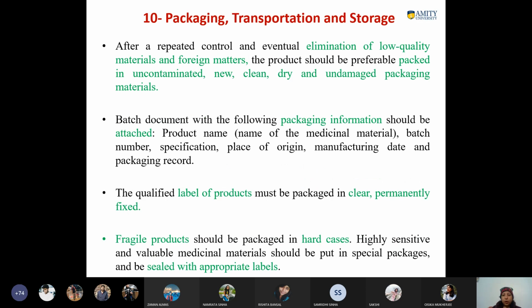Then comes the next point, that is packaging, transportation and storage. I think the time is over, so we will take this slide, this lecture, from the next class. Okay, so I'll stop here. We are on slide 16. And I have already uploaded this lecture in your meeting chat also, so you can download the slides from there also.